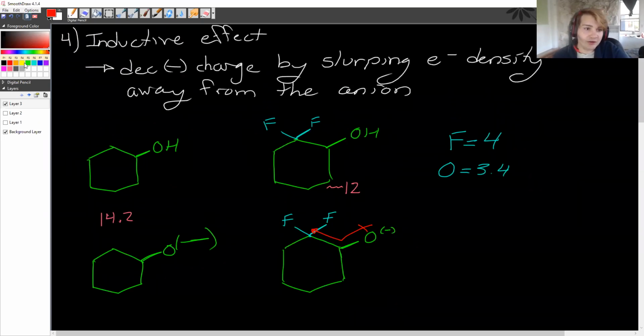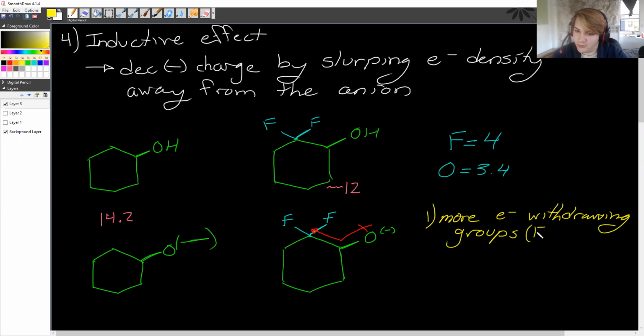And what's important to know is that there are two really important portions of this. The first portion is that the more electron withdrawing groups, which we will abbreviate as EWG, the stronger the acid. And that should make sense, right?